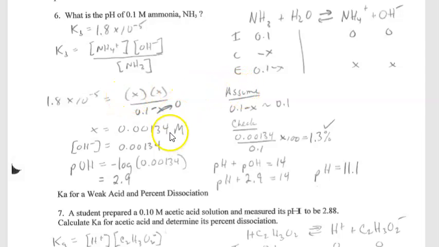We solve for X. That gives us the hydroxide ion concentration. We do our check, less than 5%. Now we get pOH from the hydroxide ion concentration, and then use pH plus pOH equal to 14, and found the pH to be 11.1. Makes sense, it's a base, so you would expect the pH to be greater than 7.